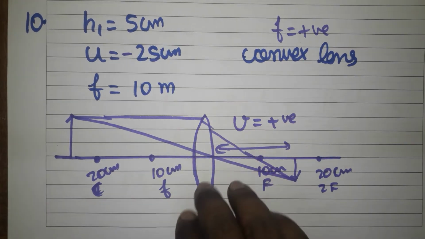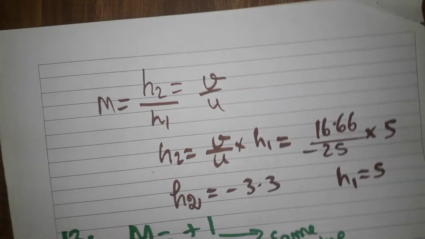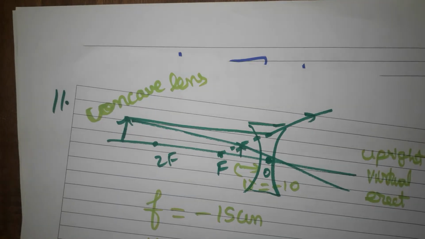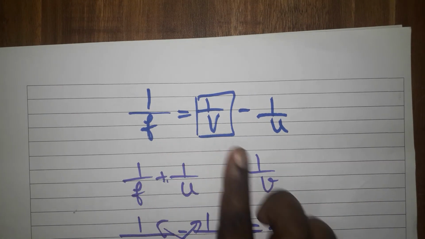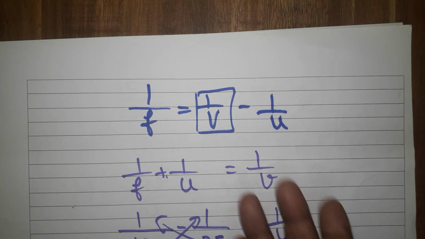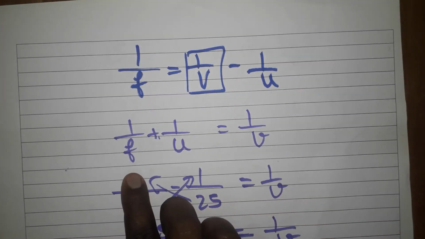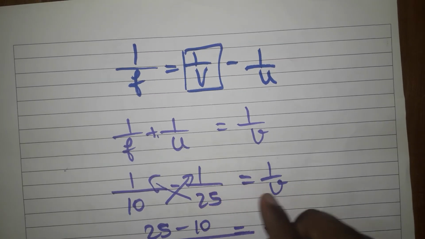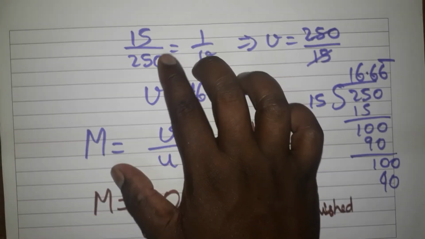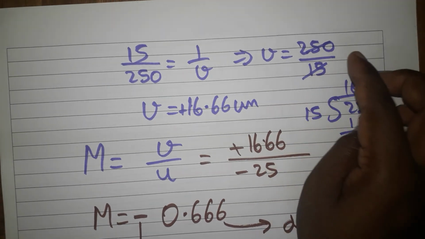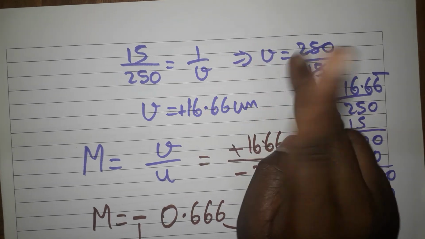Now I am going to find it using calculation. See here, u is given, f is given, so only v we are going to find. Keep v here. If you bring this formula here, minus 1 by u will become plus 1 by u. So f is 10 and u is minus 25. I just substituted the values. Then I will get 15 divided by 250. The answer will be v is equal to 250 divided by 15. Finally the v distance is 16.66, in between 10 and 20.